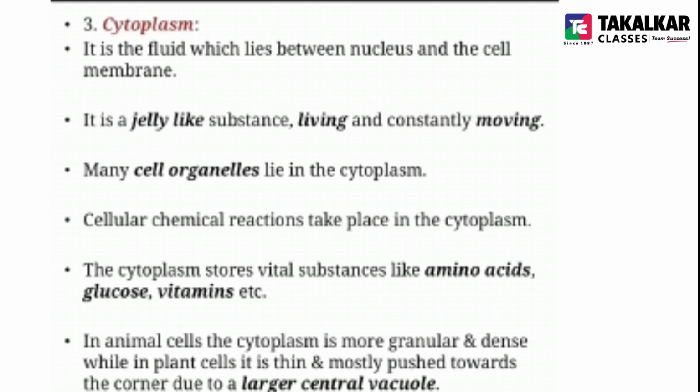Next point, so in animal cells the cytoplasm is more granular. Now granular मतलब क्या? Granular is nothing but there is a presence of a lot of tiny organelles or tiny parts which are known as the ribosomes.